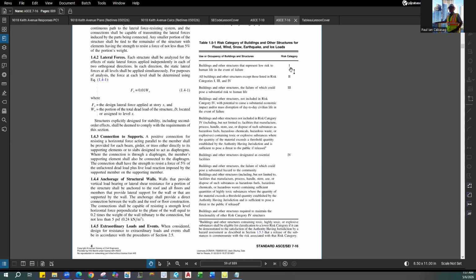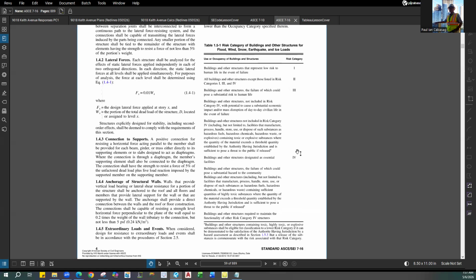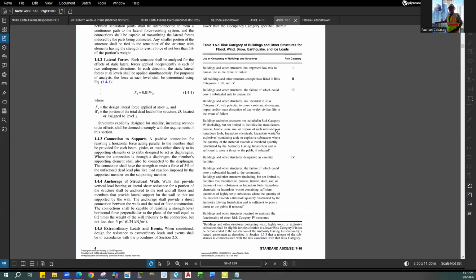And the risk categories go from 1 to 4. The higher the risk category, the more severe the building loads are, because these actually amp up your building loads so that it gives you more demand, or more conservatism in terms of applying it to the structure.